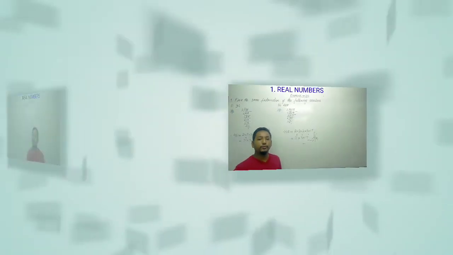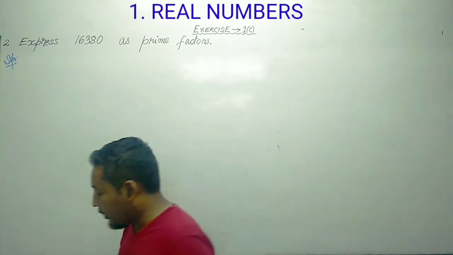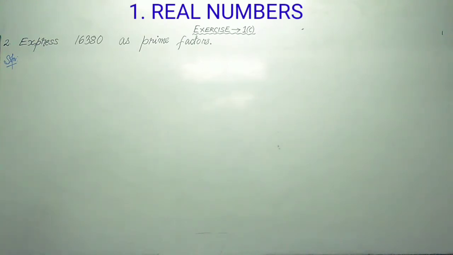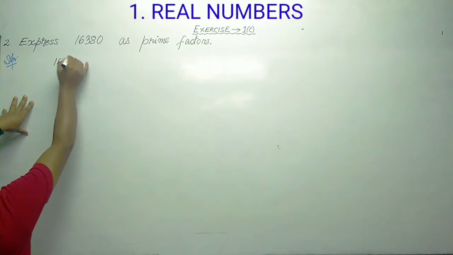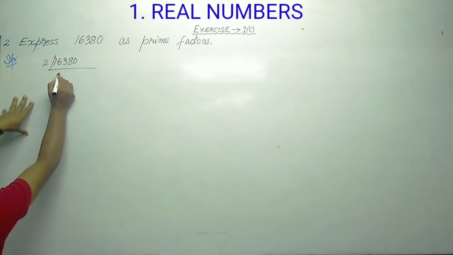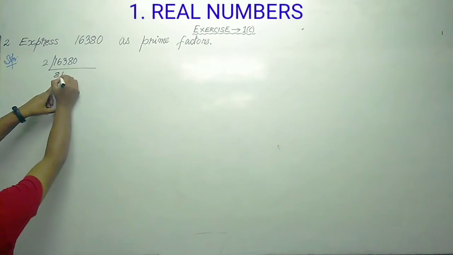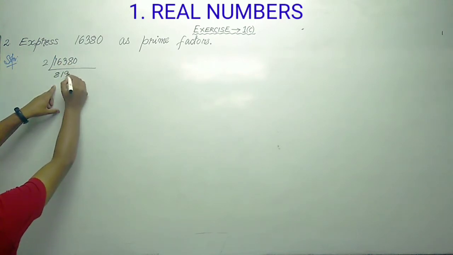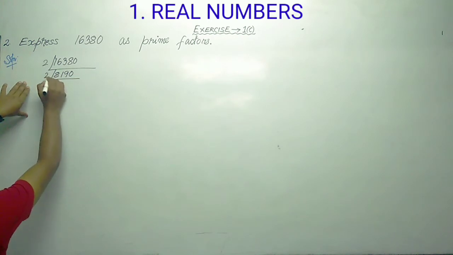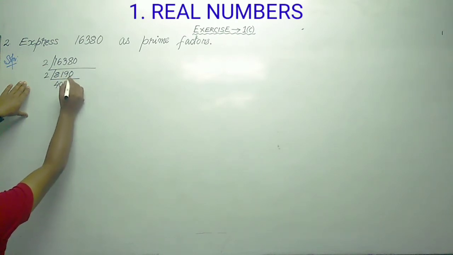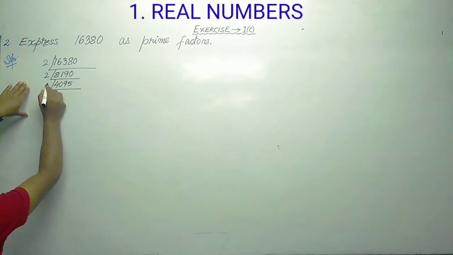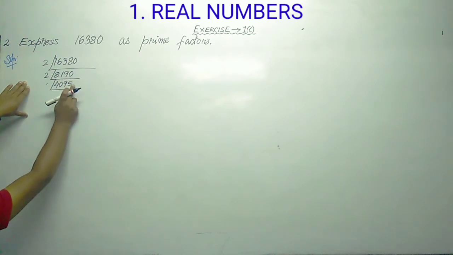Now let us go to question number 2, which says express 16,380 as a product of prime factors. Same method. Let us start with 2. 2 8s are 16. 2 1s are 2. Carry 1, 18. 2 9s are 18. 2 0s are 0. Again, 2 4s are 8. 1, you cannot do 1 with 2. So 2 0s are 0. 1 will go here, 19. 2 9s are 18. 2 5s are 10. Again, now you cannot divide with 2 because this is 5.